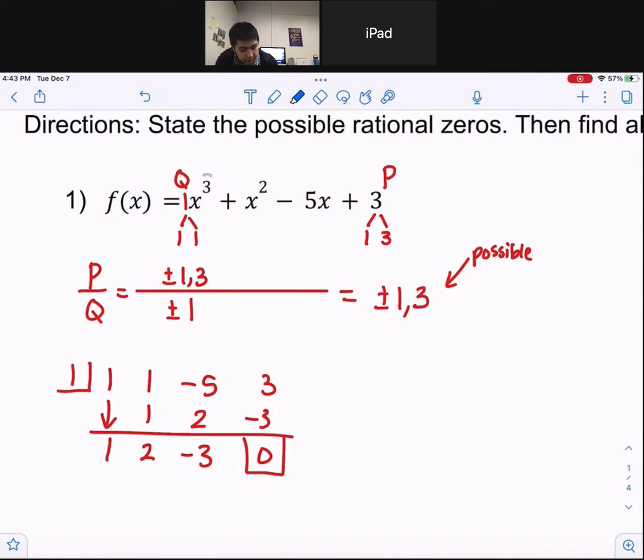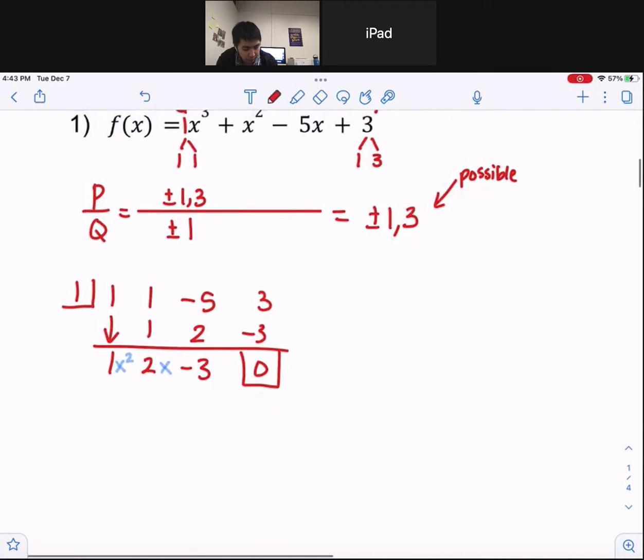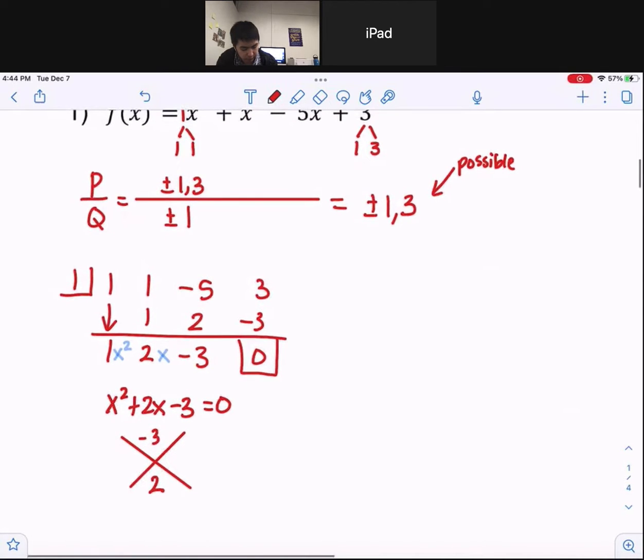So now let's solve for the rest. Since this started with a degree of 3, this is a degree of 2, one degree less. So we have this quadratic function of x squared plus 2x minus 3. Let's factor this trinomial. What two numbers multiply to -3 but add to give you 2? That's positive 3 and -1. And since a equals 1, these will just be our factors: x plus 3 times x minus 1 equals 0.